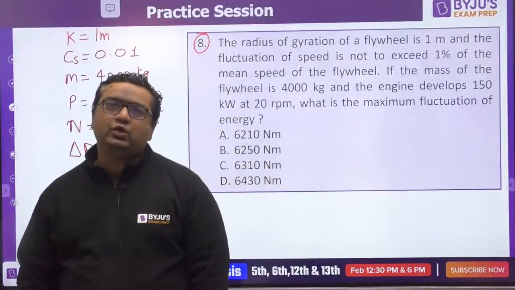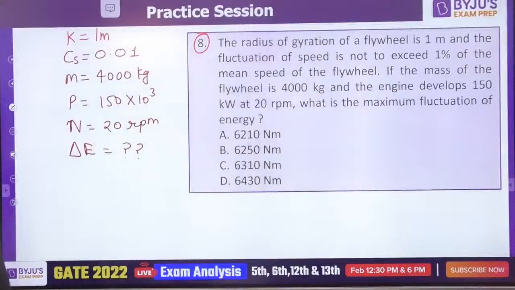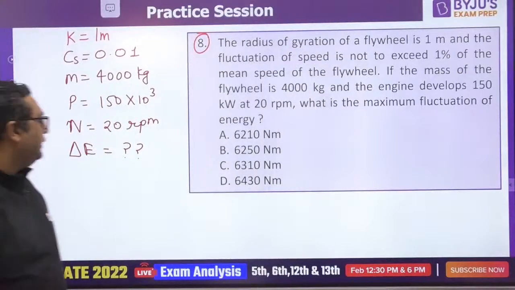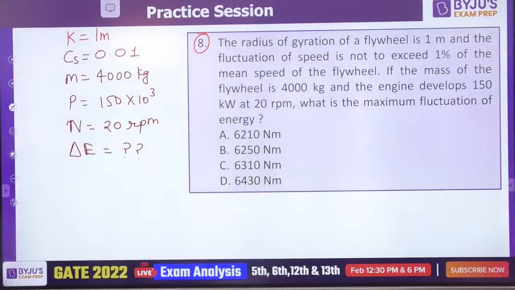Surya. Yes. There two should be there. Fine. Solve this, guys. You need to find out delta E. Power is given to us. What is the maximum fluctuation of energy? Question number 8 it is.